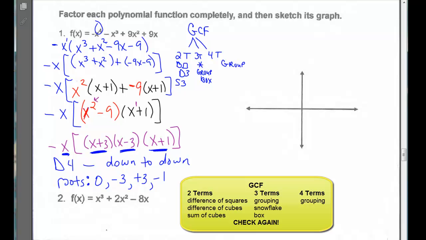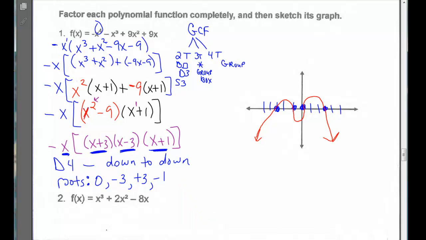So let's graph these points. Okay, this is a graph that is moving down to down. So we're starting down. These are all single roots, so it's just going to go through these points once, no bouncing. Comes through here, and back down from here, down to down.